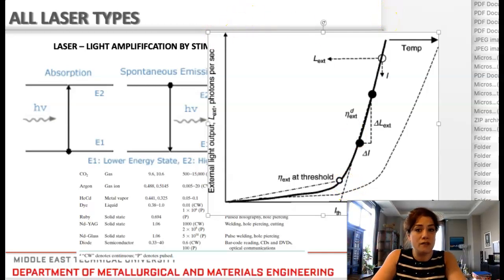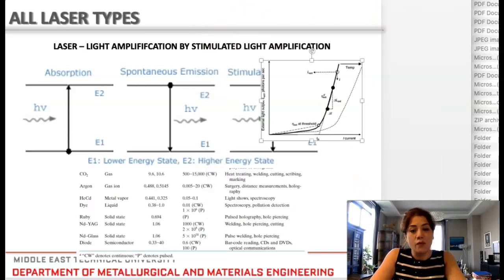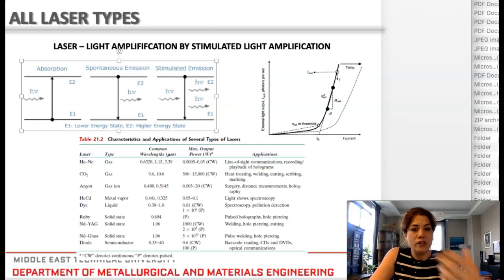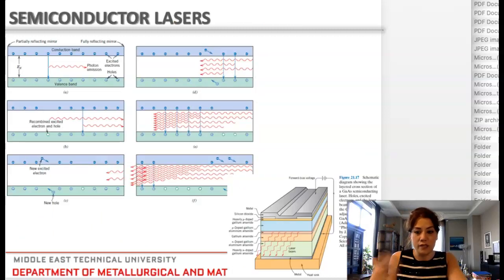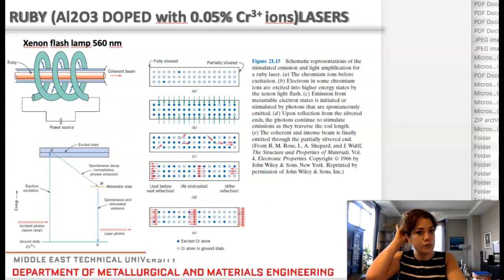But how do we obtain the stimulated light emission? In other words, how do we create this reflecting back inside the material and creating absorption from a subsequent emission? So this is how you can obtain it. This is an example for a ruby laser or for a semiconductor laser. There are different kinds of lasers, of course.